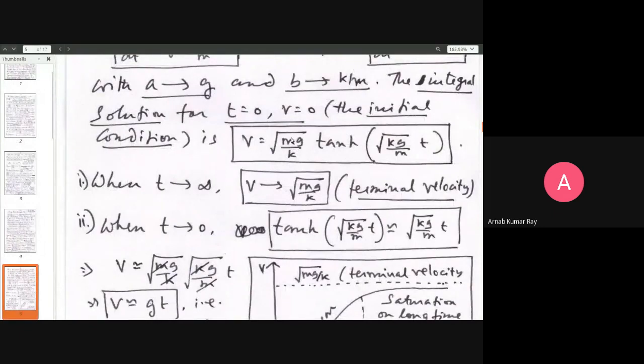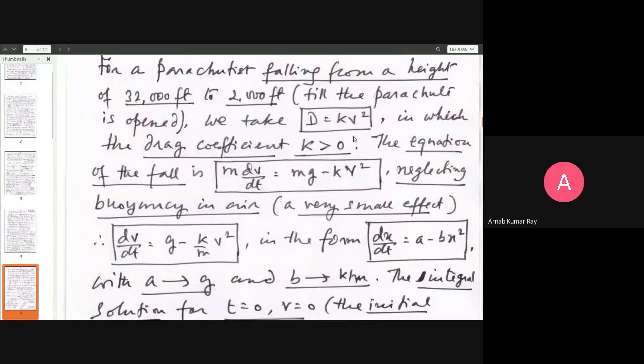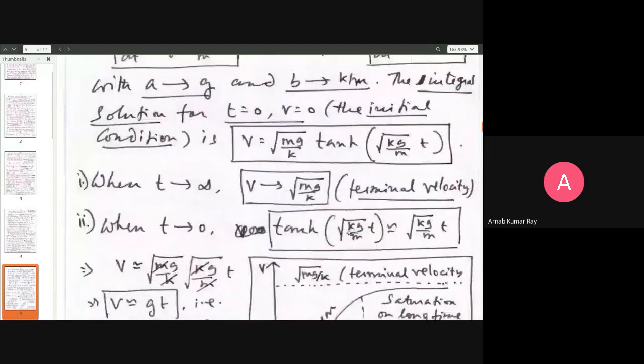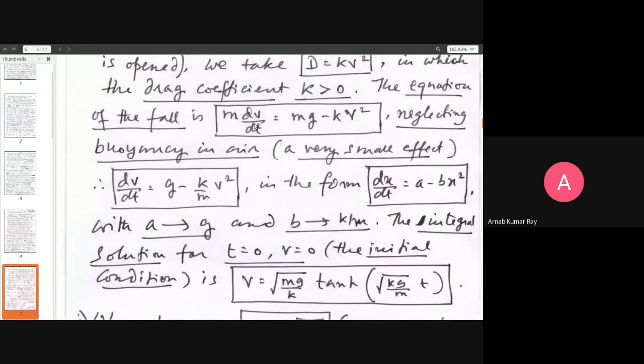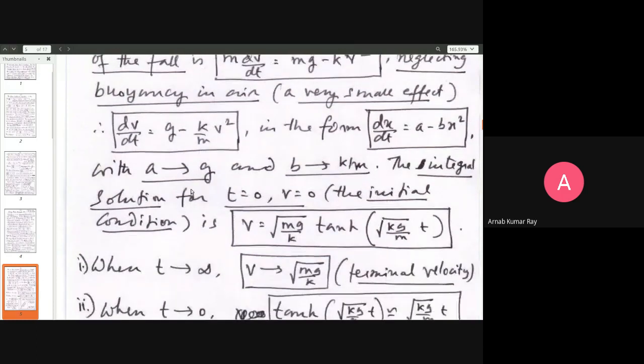Where is the square root coming from? This square root is coming from this square. When velocity tends to a constant quantity, acceleration will be 0, meaning mg minus kv squared will be equal to 0. Therefore, v will be equal to the square root of mg by k. That will be the terminal value.